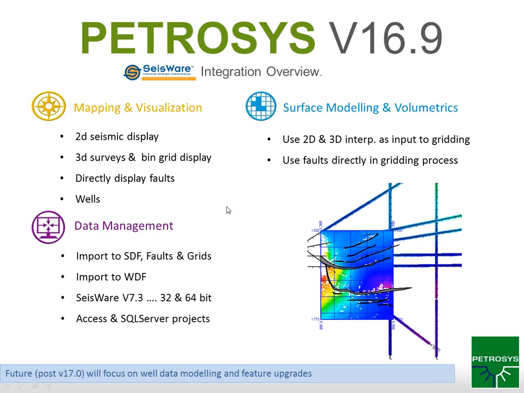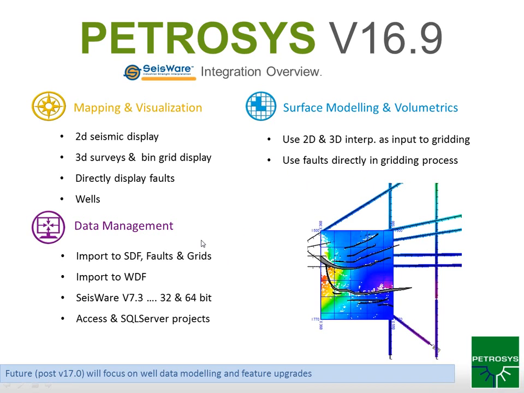That concludes our presentation today. Just to recap, Petrosys integration with SeisWare allows you in the mapping interface to display 2D seismic data and interpretation, as well as 3D survey, bin grid and interpretation, direct display fault data from our SeisWare project, as well as wells on the map. Within our surface modeling, we can grab the 2D and 3D interpretation and input those into a surface modeling process along with fault data information from SeisWare.